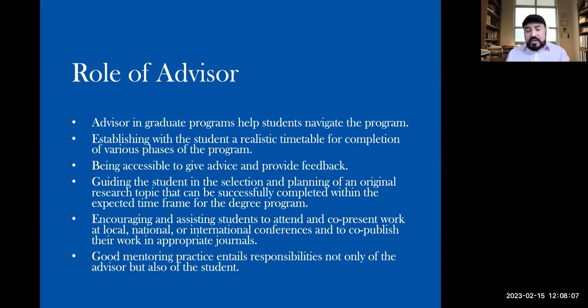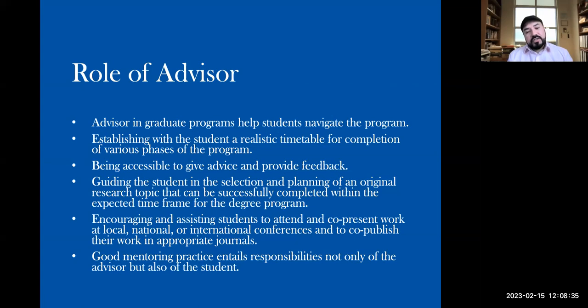What should you do in the first year? What should you do in your second year? And so forth. They are accessible, they give you advice, and they provide you feedback. This is where you start forging a relationship that is beyond just the professor-student role. It's more about the researcher-mentee, guiding the students in the selection and planning of original work, a research topic that can be successfully completed within the expected time frame for the degree.